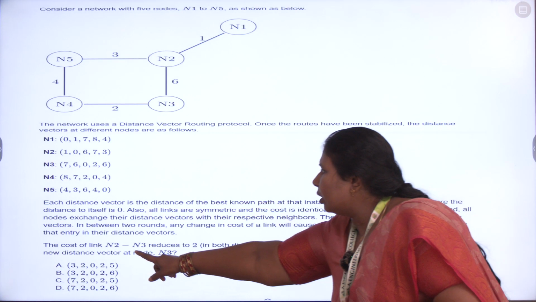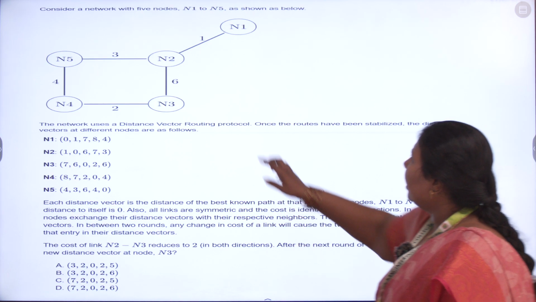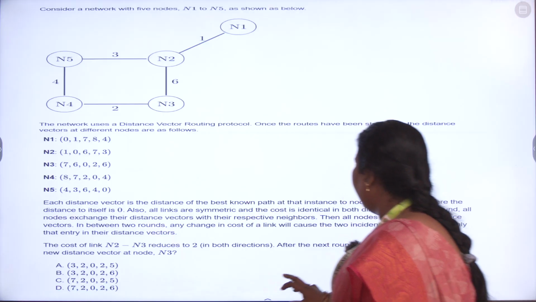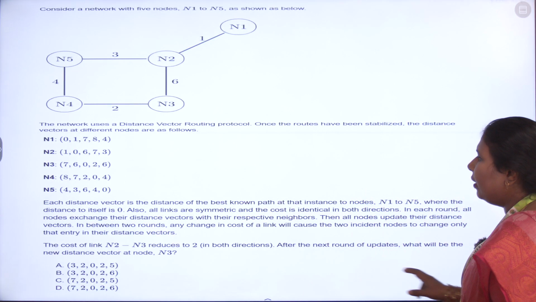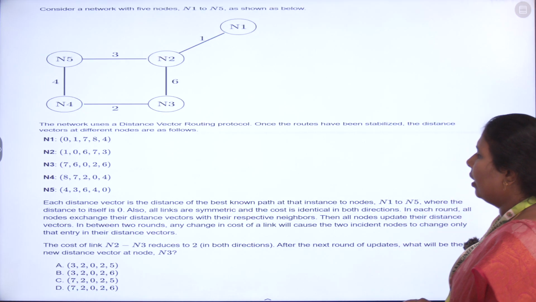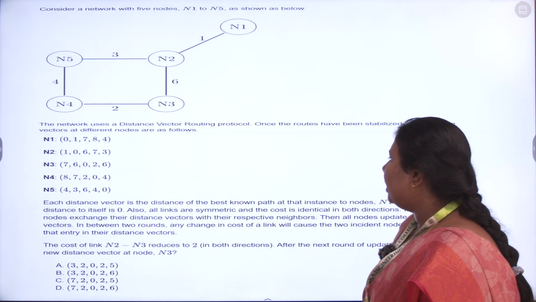For example, the cost of link N2-N3 is reduced to 2. What does that mean? N2 to N3, which is 6, is changed to 2 in both directions. After that, what will be the distance vector at node 3, they are asking. Okay, node 3, what will be the value?